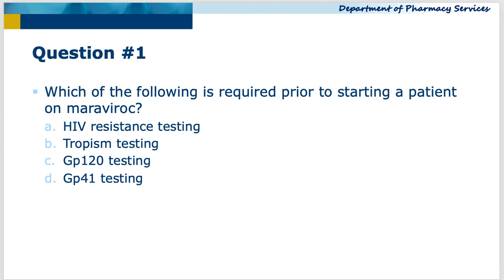Maraviroc? So as you remember, Maraviroc is the entry inhibitor. So that will require a specific type of testing that will determine a specific type of co-receptor. And if you can recall from 2 slides ago, the answer is actually B. It's the tropism testing to determine what HIV subtype the patient has, to see if that HIV will be interacting with the CCR5 or CXCR4 co-receptor for binding.